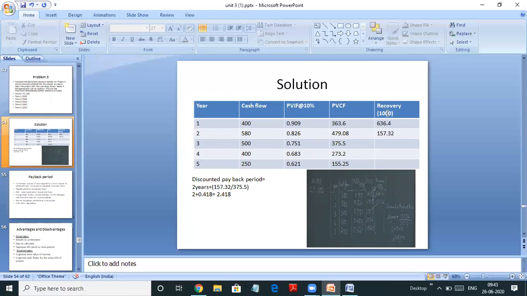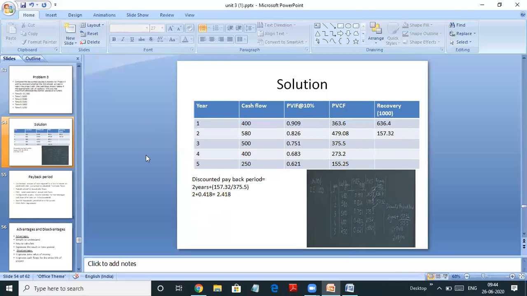Let's see the recovery. From 1000 in the first year, you minus 363.6, you get 636.4. From 636.4 in the second year, you minus 479.08, you get 157.32. Now in the third year, the cash flow is 375, but you need only 157. So we'll take 2 full years plus 157.32 divided by 375.5. You will get the proportion 0.418. So 2.418 is the payback period.